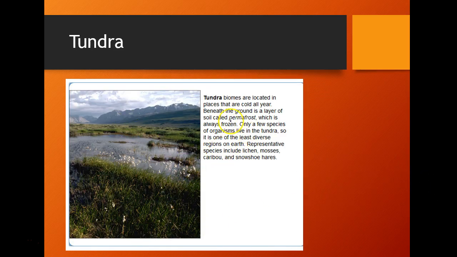One interesting thing about the tundra is that beneath the ground is a layer of soil called the permafrost, and that all actually stays frozen year round, and that's one of the reasons why there isn't that many different species of organisms that live in the tundra. So it's actually one of the least diverse regions on Earth. So least diverse meaning low variety.